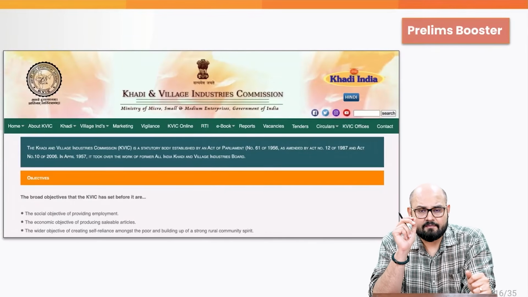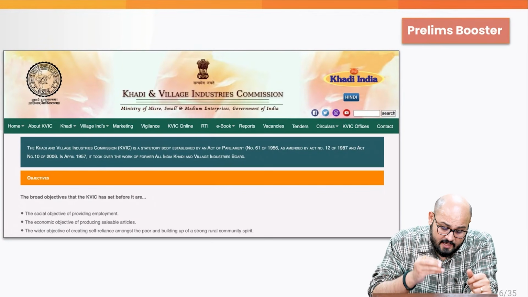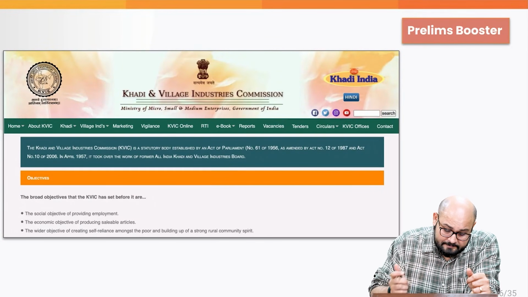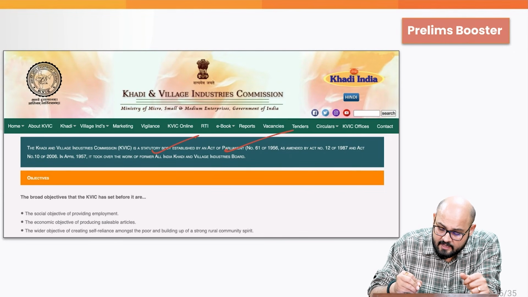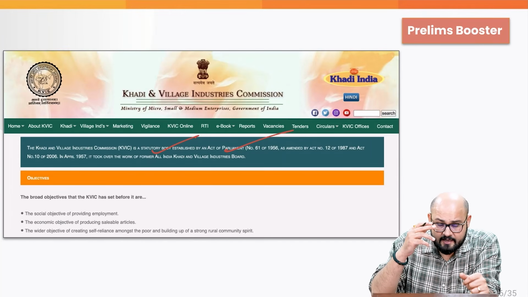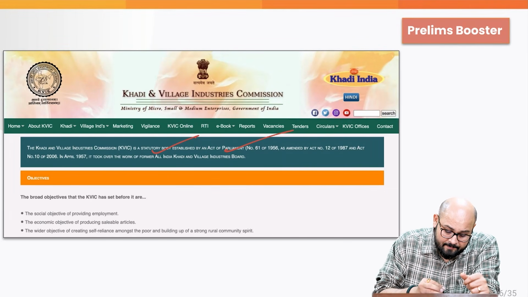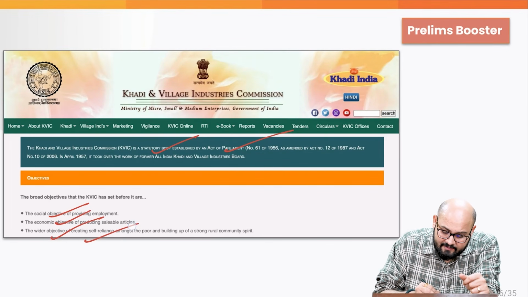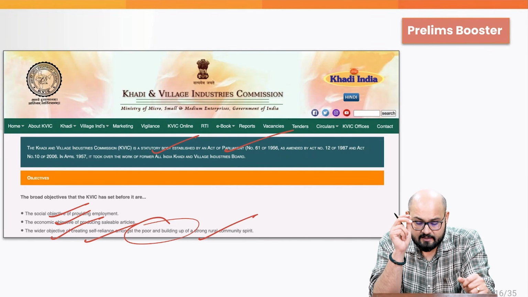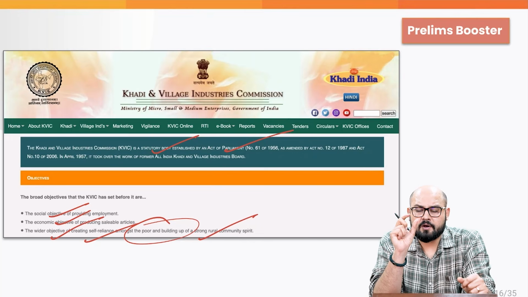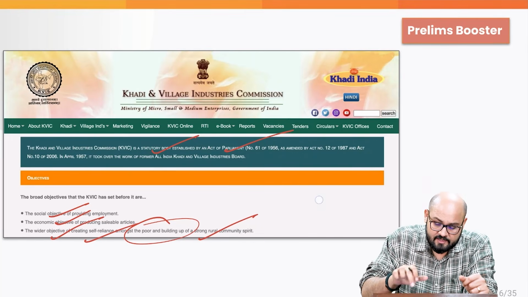Let's also talk about the KVIC. It's the statutory body. The KVIC, the Khadi and Village Industries Commission, is a statutory body established by the Act of the Parliament. The very objective of the board is the social objective of providing employment, the economic objective of providing saleable articles, the wider objective of creating self-reliance amongst the poor and building of a strong rural community spirit. That is what you'll have to understand. Most important point is that this is a statutory body.